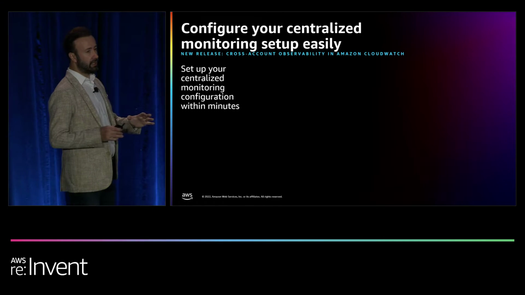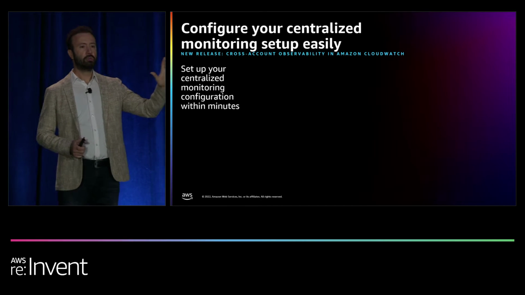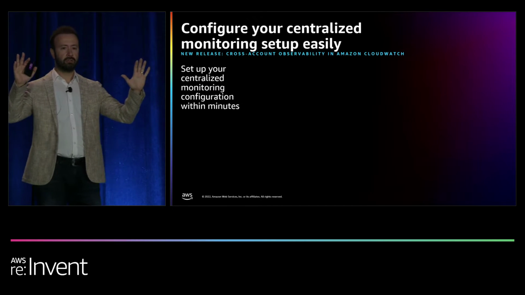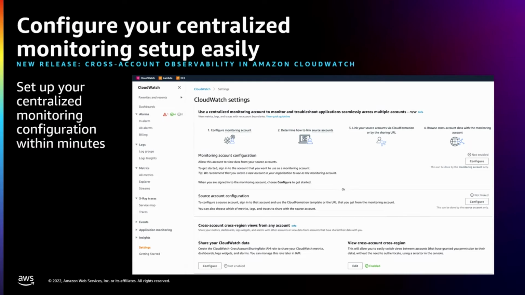Configuring your cross-account setup is easy. All you need to do is define your monitoring account, your source accounts, and then link them to each other. Here, I'm just going to demonstrate how to set up your centralized monitoring by using your individual account IDs. Assume that you are in an account that you would like to define as your monitoring account. All you need to do is click on the settings link on the left nav menu and click on the configure button for your monitoring account.